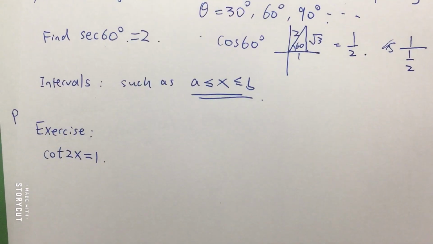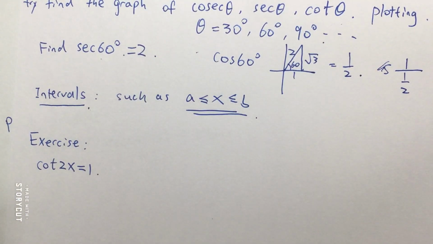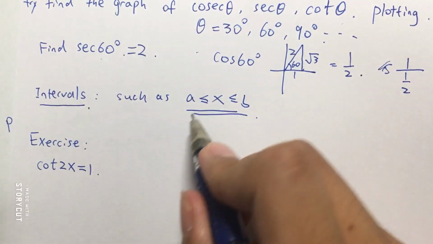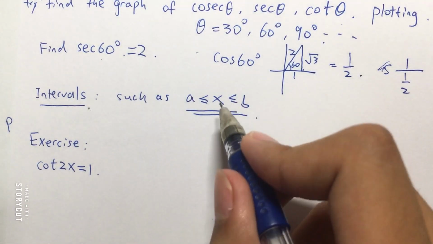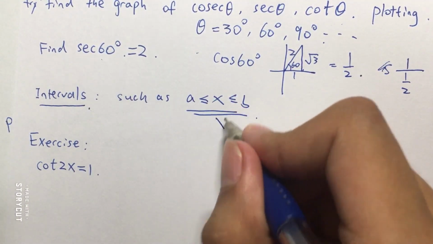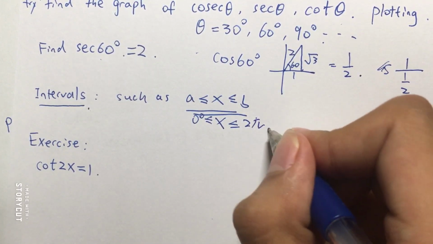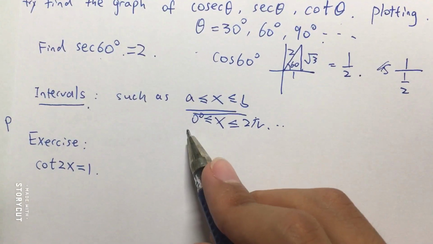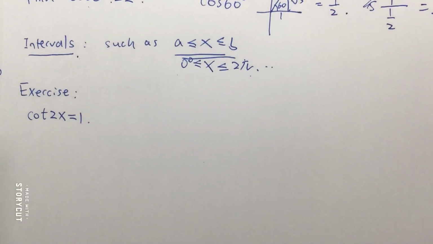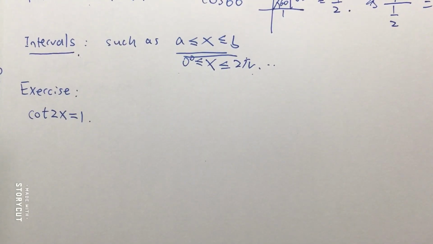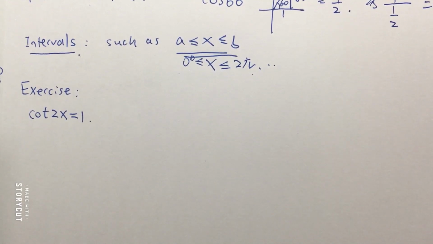And now, the most important thing is the intervals. What is an interval? When you're doing a question, whether in an exam or in exercises, the question will mention something like x is greater than or equal to 0 degrees and smaller than or equal to 2 pi, or something like that. This is called the interval, which is the domain of x. That is quite important because when you're solving trigonometry equations, if there are no intervals, then there are unlimited solutions.